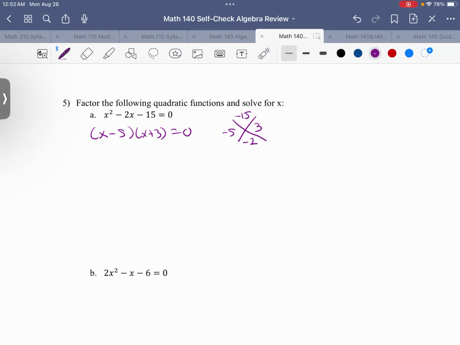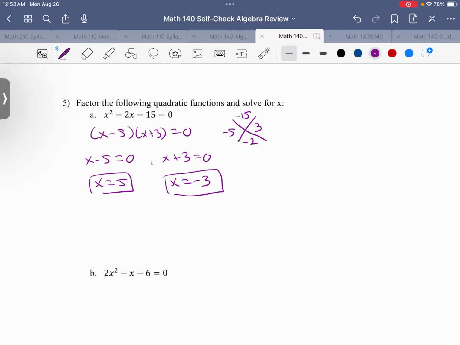Now I got to solve for x, but remember what we did in the review? You just set them separately equal to 0 and solve for x. So x minus 5 equals 0. You add 5 to both sides, you get x equals 5. x plus 3 equals 0. You subtract 3 from both sides, and you get x equals -3. So that's how you would factor this and solve for x. It's really the same question, but taken step by step.